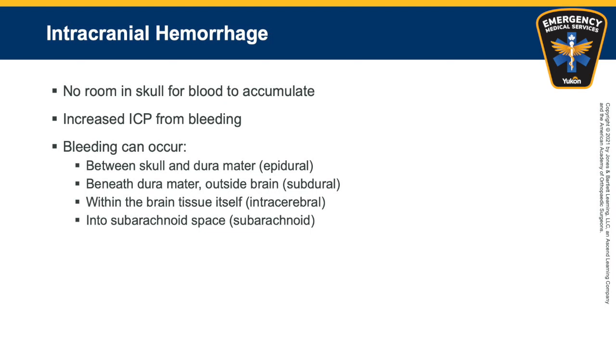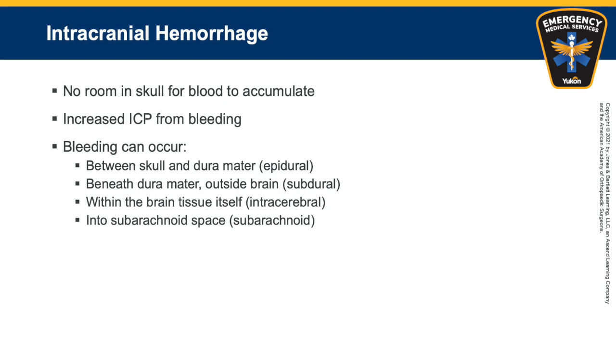Intracranial hemorrhage. Key takeaway from this is there is no room in the skull. It is a fixed structure. It does not move or stretch. So something has to give. So when blood begins to accumulate, ICP starts to go up as a result of this. Something has to give, and unfortunately, it's the brain itself.